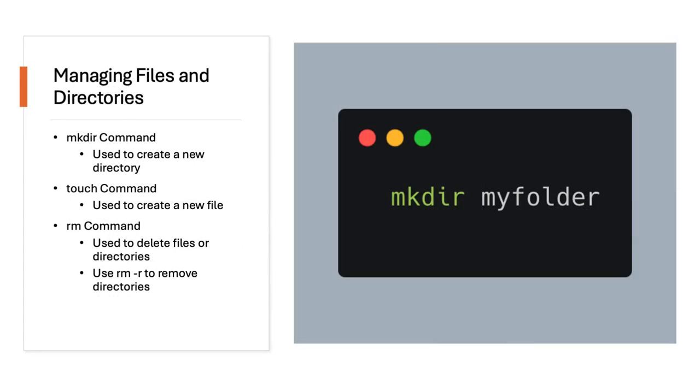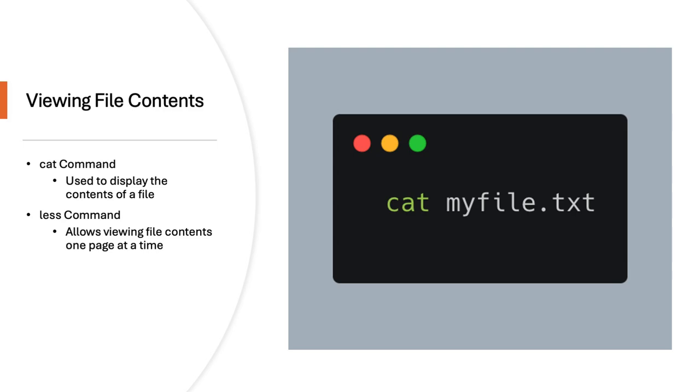In this section, we'll cover commands for managing files and directories. The mkdir command creates new directories, while the touch command creates new files. The rm command deletes files or directories, and use rm -r for recursive to remove directories. To view file contents, use the cat command or concatenate command. This displays the entire file, or use the less command to view it one page at a time.